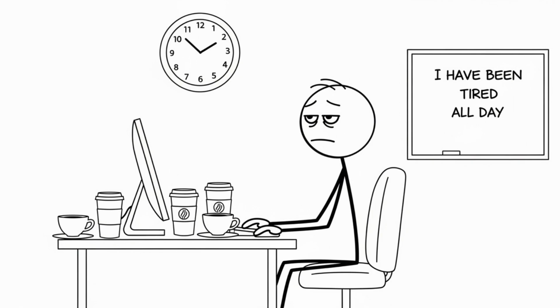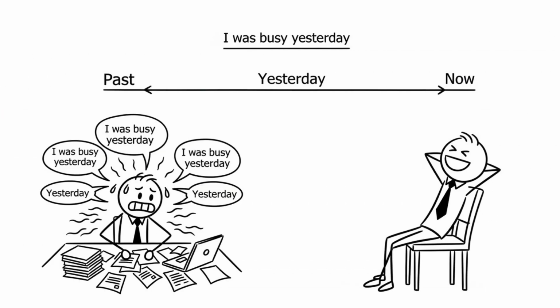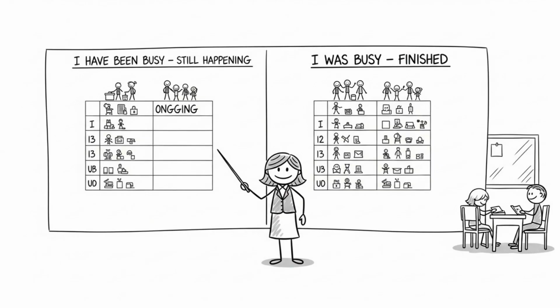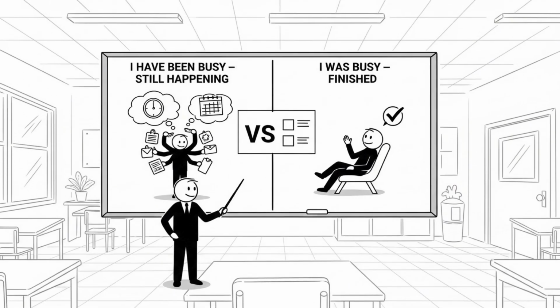But when you say, "I was busy," you are talking about something that happened in the past and already finished. Example, "I was busy yesterday." Yesterday you had many things to do, but now you are free. So the idea is simple. "I have been" means the situation continues until now. "I was" means something ended in the past.